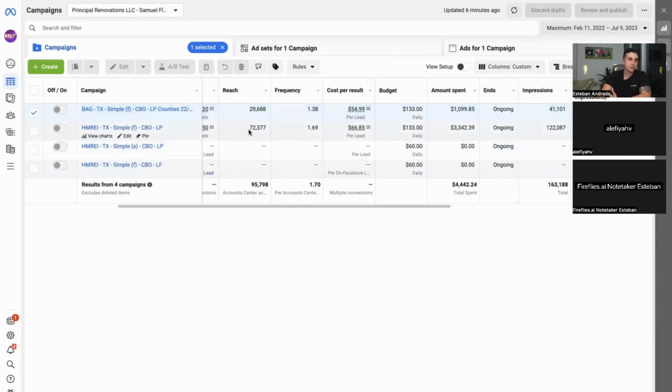If you multiply the reach of 72,377 times 1.69, you'll get this amount of impressions on your ad as a result, right? That's the main difference between reach and impressions. One is how many people have seen it, and the other one is how many times those people have seen it all together, right?